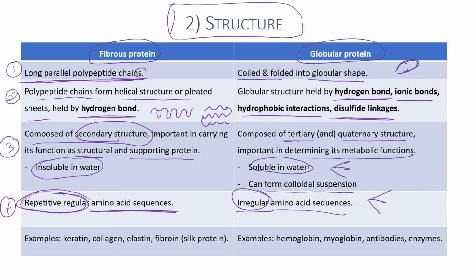Example of fibrous protein is collagen. Collagen is the protein that is found in your skin, in your nails, in your hair. And then you have elastin, fibrin and silk protein. Examples of globular protein: hemoglobin, myoglobin, antibody, and enzymes.